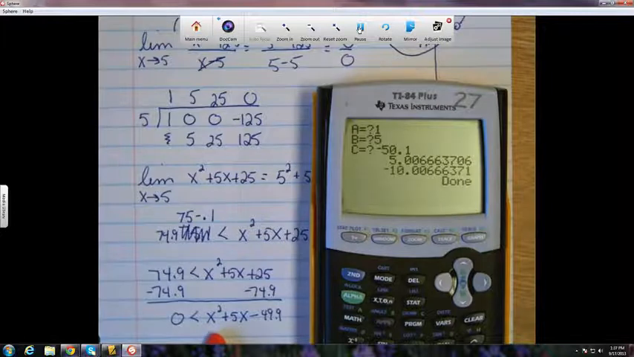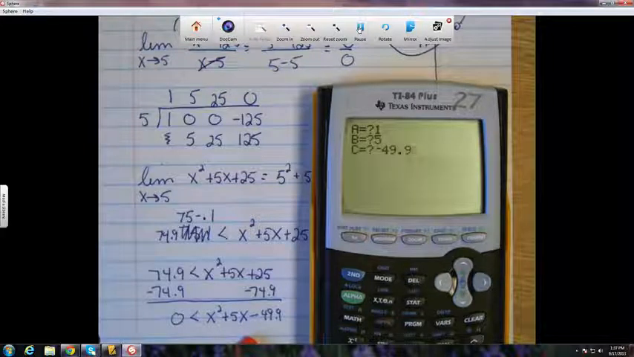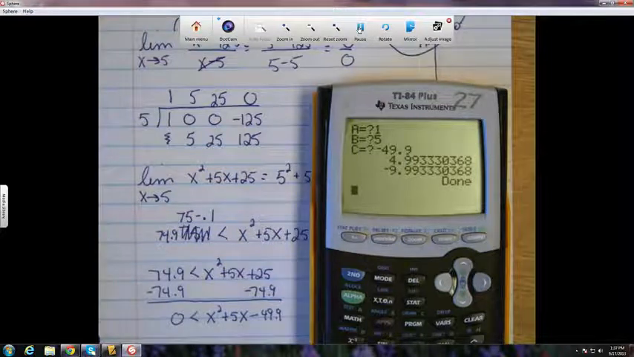Now we've got to do the other one. Here, run the program again. 1, 5, negative 49.9, and I'll be back in 1 second.